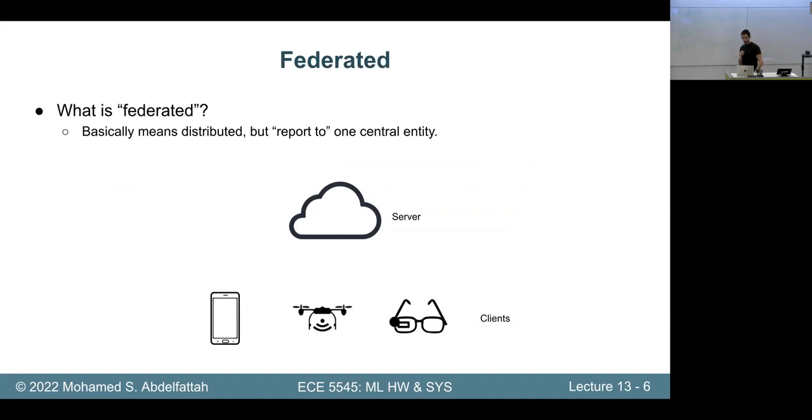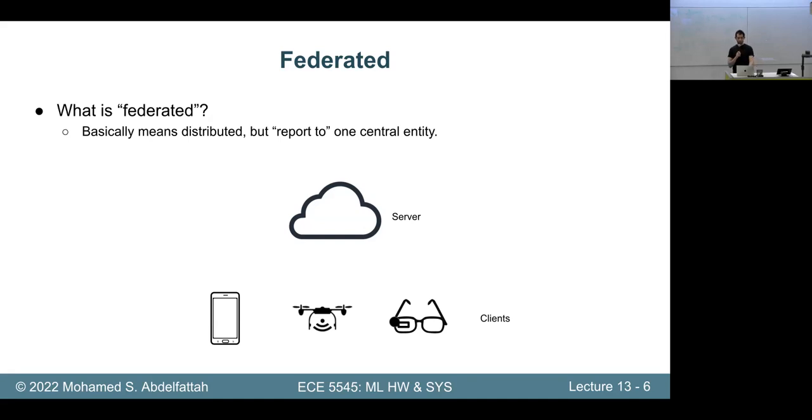So I had to actually go look up what the definition of federated means. And it basically means distributed, but reports to one central entity. So in case your English is as bad as mine, this is what it means. It's like federal governments, for example. You have all of the state governments, but they all still report to one central federal government.